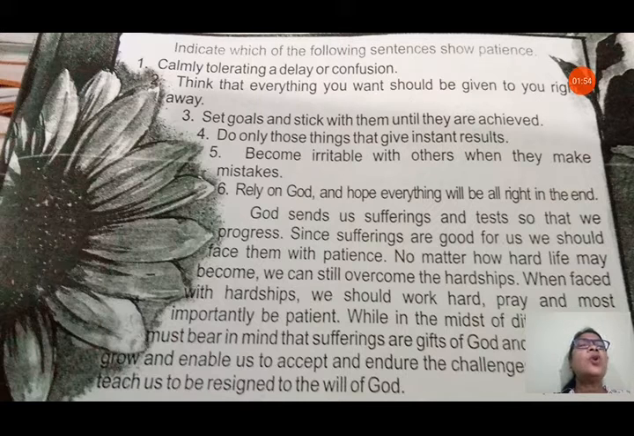Number 6 is rely on God and hope everything will be alright in the end. This is showing patience because we should always have trust in God and we should think that whatever God will do, it will be alright for us, and that will be right also, and everything will be right at the end when we have hope and trust in God.